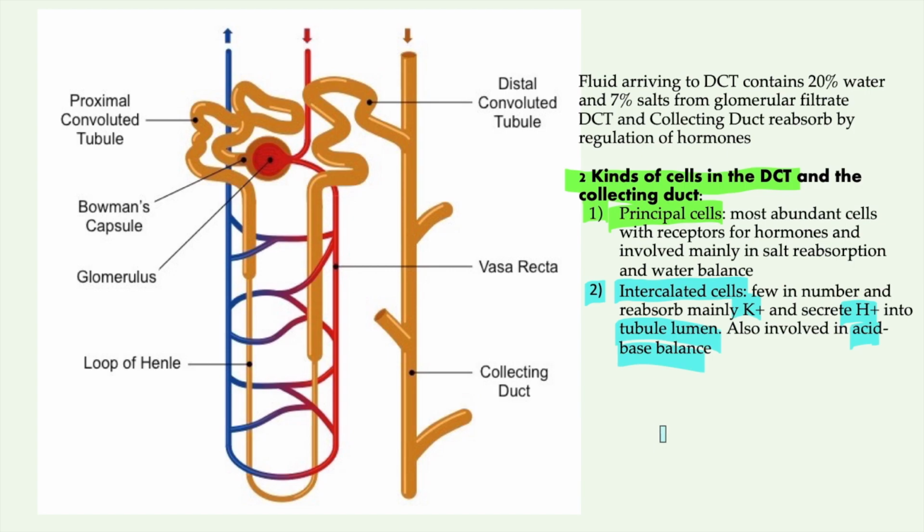So to summarize the physiology of the nephron, the proximal convoluted tubule works on reabsorption mainly. The loop of Henle tries to create an osmotic gradient for the collecting duct. The distal convoluted tubule and the collecting duct mostly reabsorb, but by regulation of hormones. So just remember that.